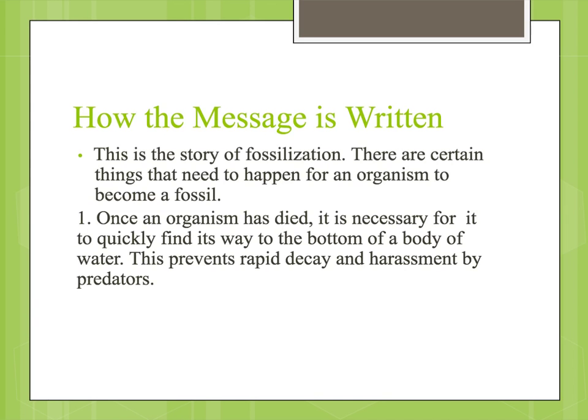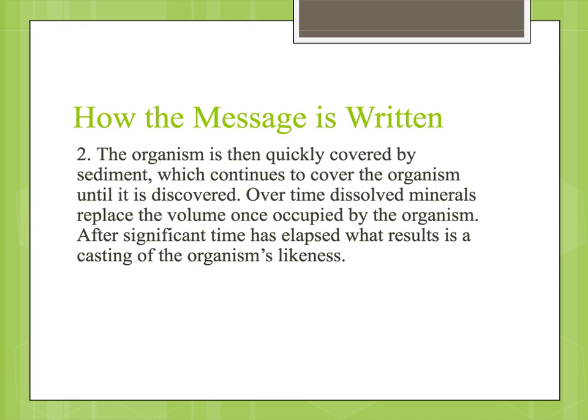How the message is written. This is the story of fossilization. There are certain things that need to happen for an organism to become a fossil. 1. Once an organism has died, it is necessary for it to quickly find its way to the bottom of a body of water. This prevents rapid decay and harassment by predators. 2. The organism is then quickly covered by sediment, which continues to cover the organism until it is discovered.